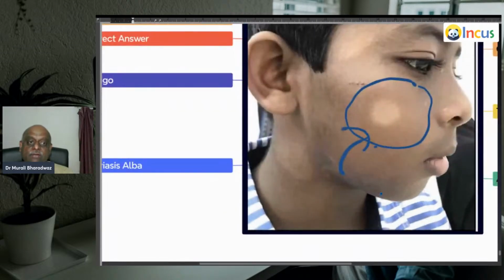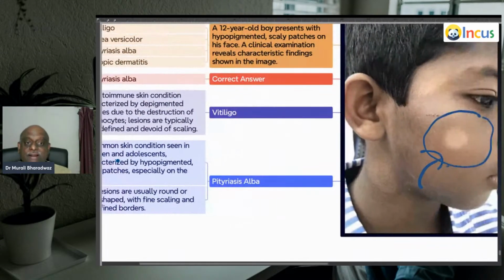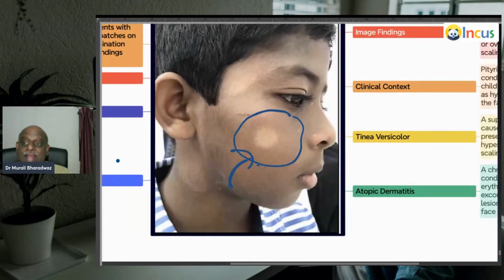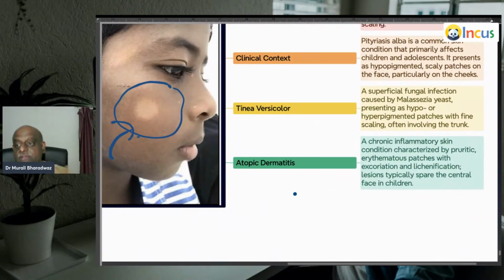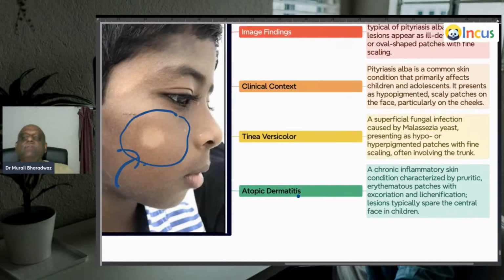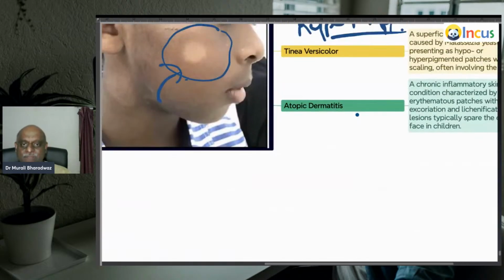So what are the other hypopigmented lesions, doctor? Vitiligo is autoimmune destruction of the melanocytes, typically well-defined and devoid of scaling, but here there is scaling. Atopic dermatitis will have pruritic erythematous patches with excoriation and lichenification. Tinea versicolor will be both hypo plus hyperpigmented patches with fine scaling, often on the trunk, is what you typically see and need to remember.